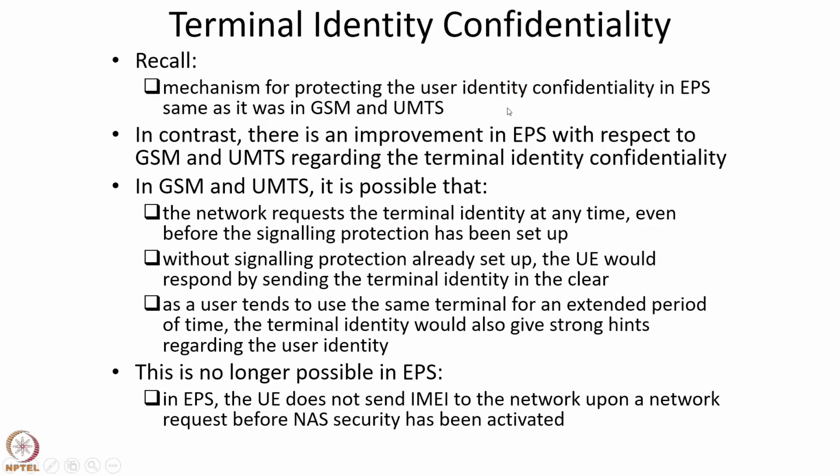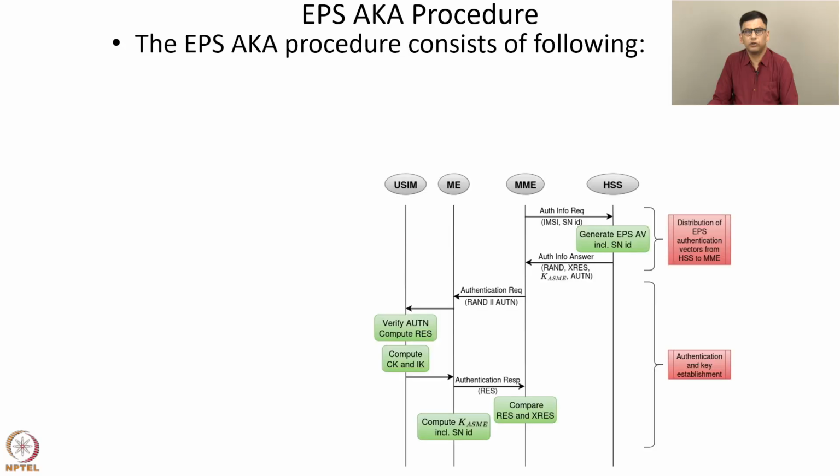So, we have discussed how the identity of the subscriber is protected and how the identity of the terminal is protected. Next, we discuss the authentication and key agreement process in EPS. The EPS authentication and key agreement procedure consists of the steps that are shown in this figure. This is the SIM card, and this is the mobile equipment or the cell phone. This is the MME, mobile management entity, which is a control plane element, and this is the home subscriber server or HSS. So, the process is quite similar to that in UMTS or 3G.